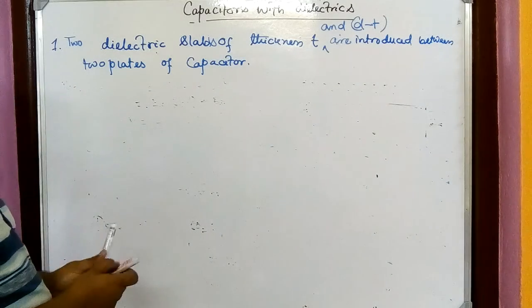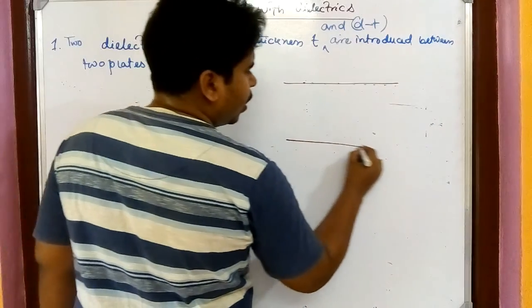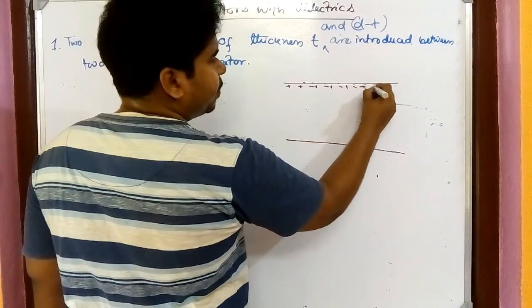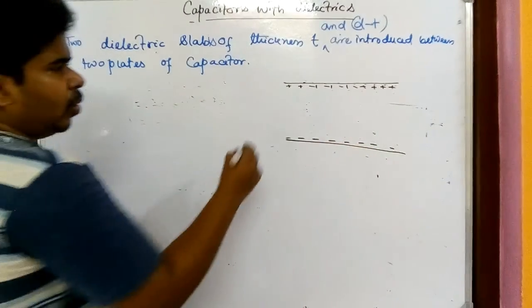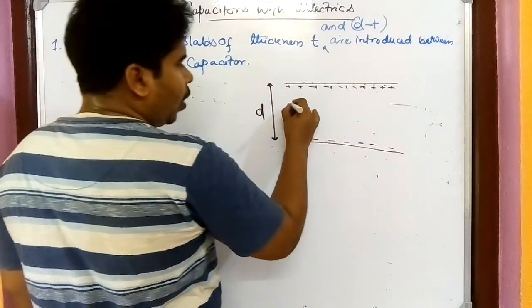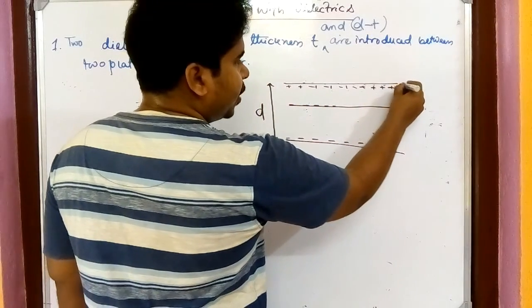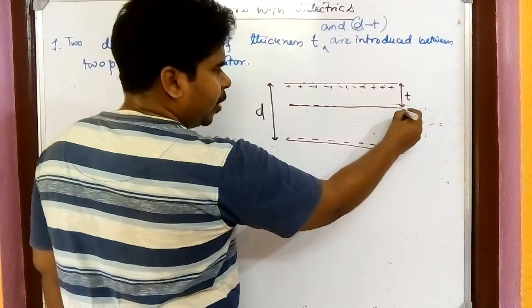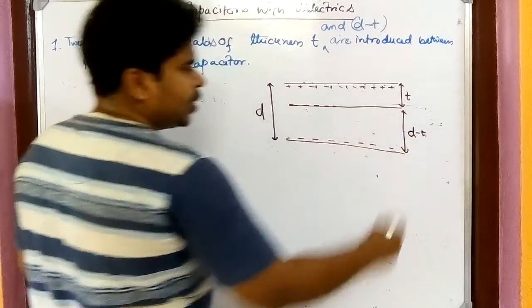Now you might be thinking, what is this? Let me show the diagram. First and second plate. Okay, so here this is plus, and here this is minus. Here you have to introduce two slabs. Total thickness is D. One slab I have taken up to this, and here the thickness I have taken is T. And another dielectric slab covers the rest of the portion, so another portion will take D minus T.